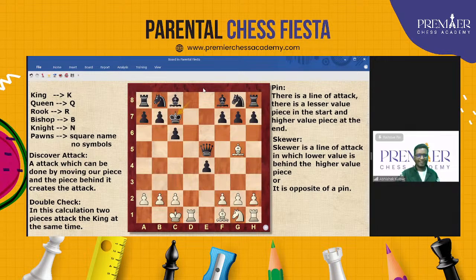Please tell me in the chat, what is the checkmate in one move? How can we do a checkmate in one? This has nothing to do with a double check right now. We are just solving a puzzle as checkmate in one. Can anyone tell me in the chat how a checkmate in one is possible?